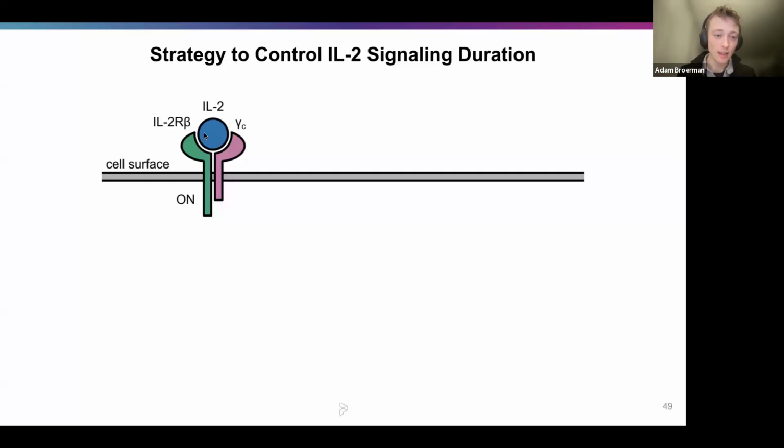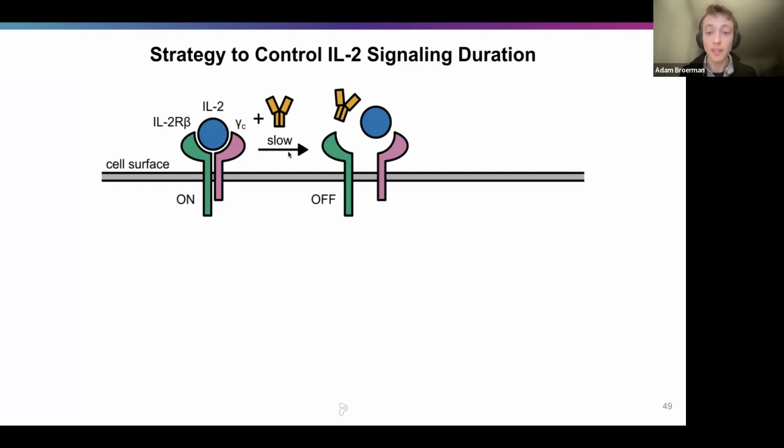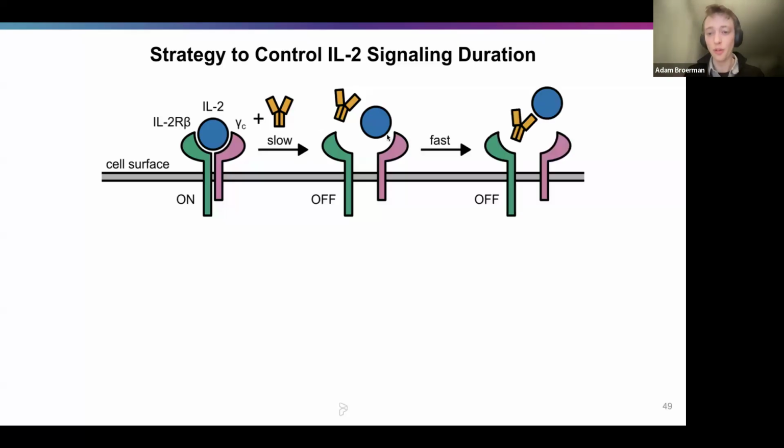It does this by dimerizing on the cell surface of immune cells. It dimerizes the IL-2 beta receptor and also the common gamma receptor chains. When it does this, it turns signaling on. But natural pathways for turning this off are slow. You could imagine, for example, adding an antibody which would compete with IL-2 binding, but you first have to wait for this very slow process of spontaneous dissociation of this cytokine receptor complex before that antibody is able to stabilize the disassembly of that complex, just like I was showing before.